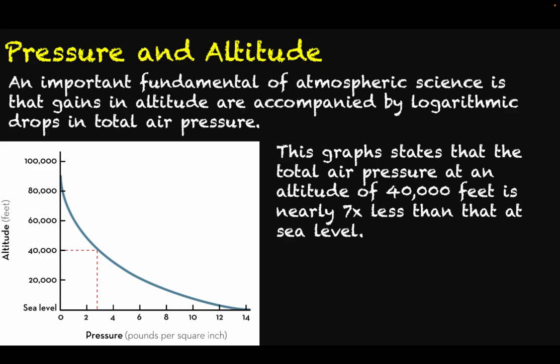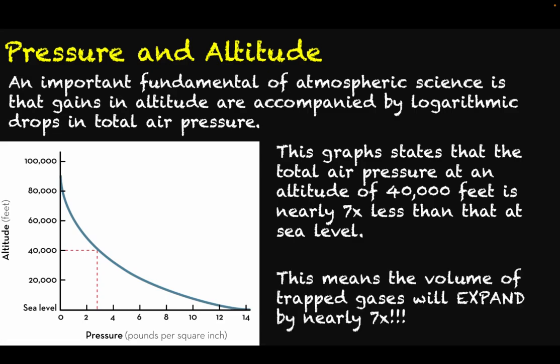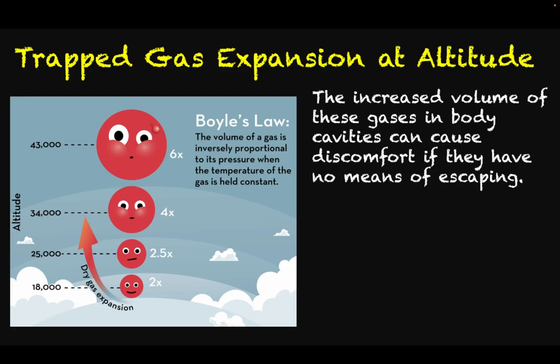But essentially what the graph is saying here is that the total air pressure at an altitude of 40,000 feet is going to be a little less than 3. So that is nearly 7 times less than what we find at sea level. So yeah, that's kind of a big deal. What that really means is that if the ambient air pressure around you drops by a factor of nearly 7, the trapped gases in your body are going to expand by nearly a factor of 7, specifically closer to a factor of about 6.